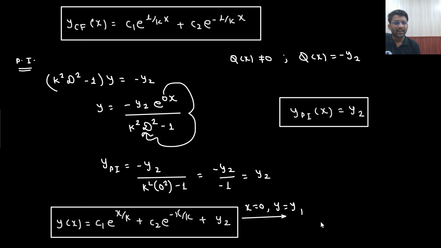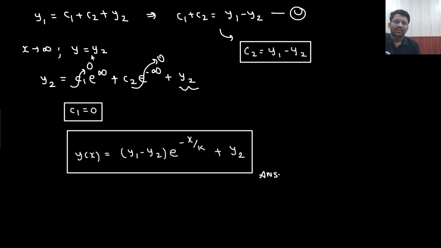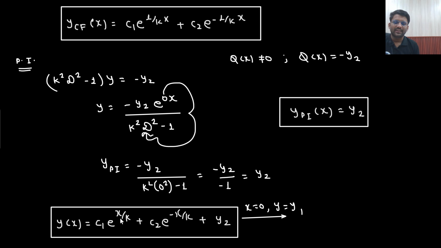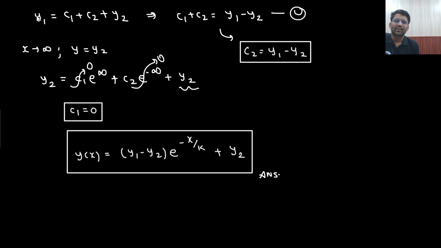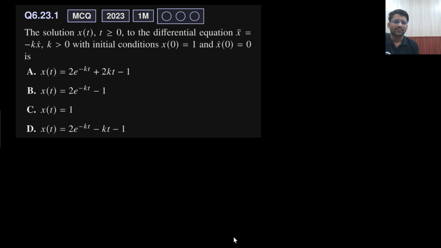Now, at x tending to infinity, they are saying that it will give a finite value. That means c1 has to be 0, because at infinity this will give an infinite value. If c1 is 0, then at x equals 0, can I find the value of c2? Yes, because they are saying that at x equals 0, the value of y is y1. So put y1 here, with c1 equal to 0: c2 plus y2. So the c2 value comes out to be y1 minus y2. Job done. That's it. Let's go to the next question.